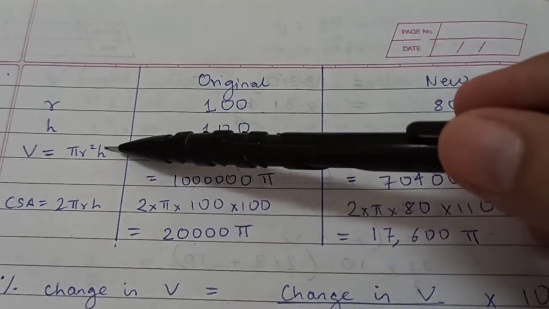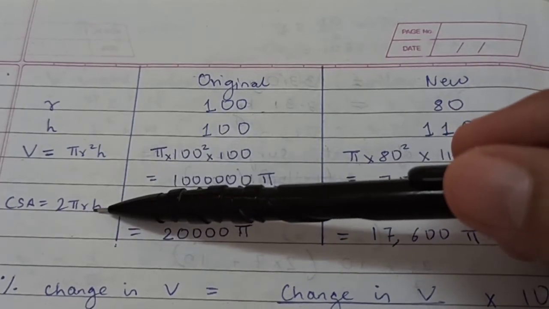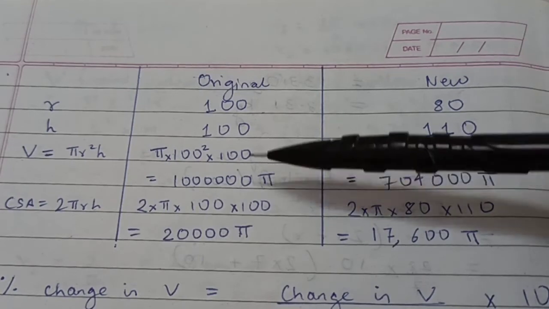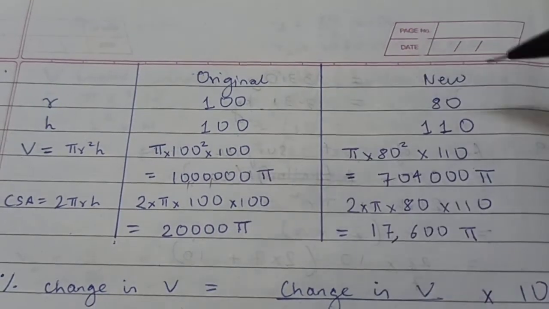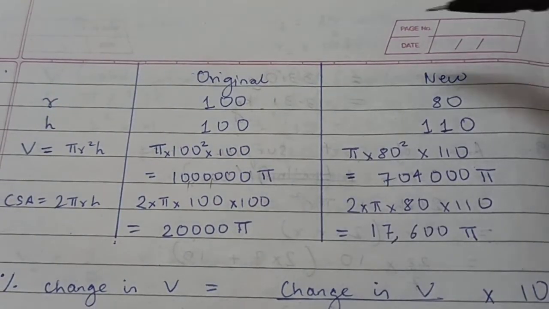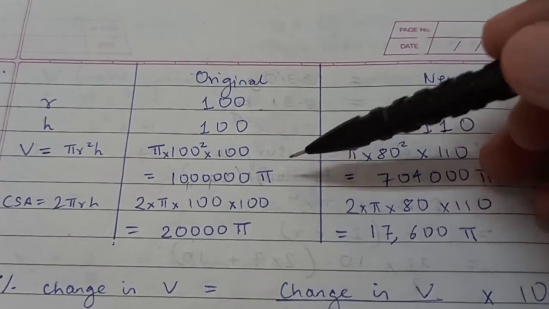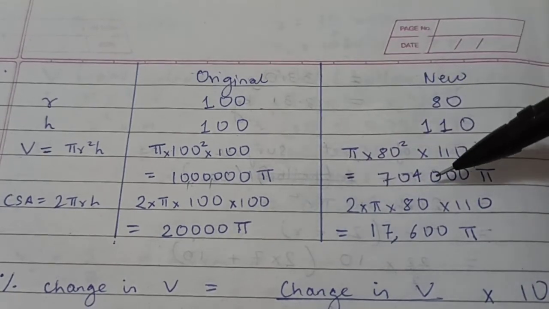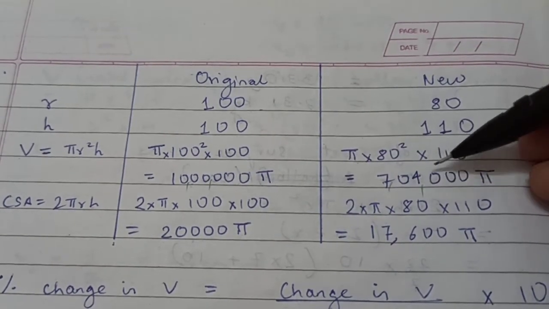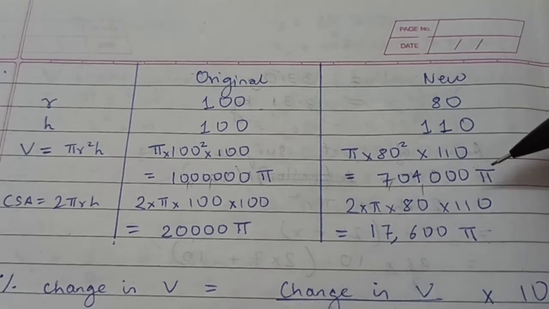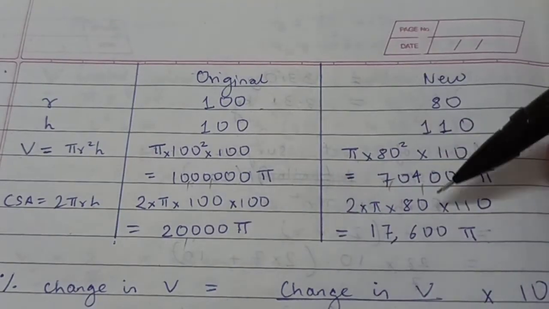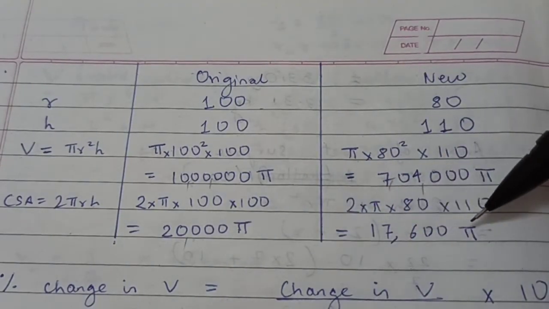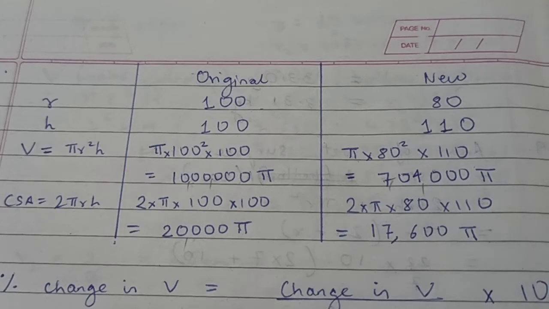Now, the volume formula is this and the CSA formula is this. So, use this formula. The original volume I get as, whoa, that's like 10 lakh pi. Don't substitute pi. It'll be cancelled anyway. And the new volume is a little less. It's actually only 7 lakh 4,000 pi. CSA originally was 20,000 pi, but the new CSA is 17,600 pi. Okay, now we are set.